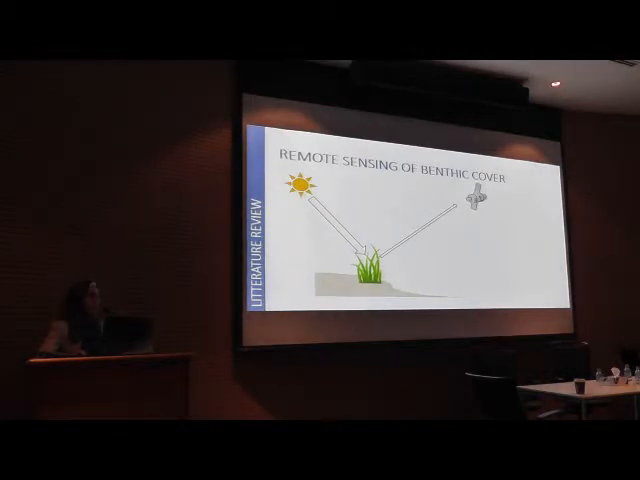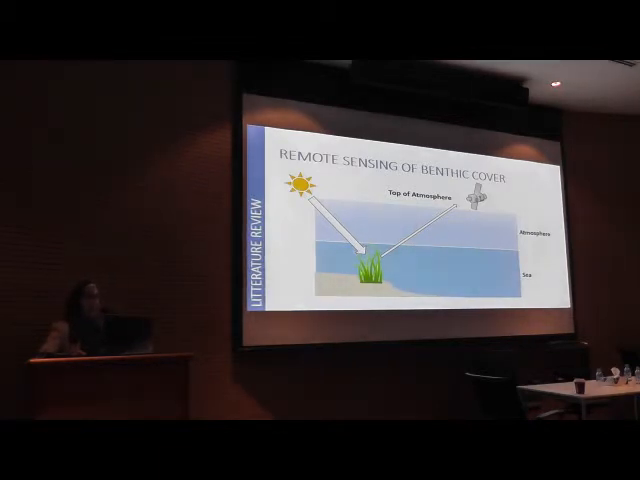To extract information about benthic cover using satellite, we need to remove the effect of the atmosphere and the effect of the water column, because the incident solar radiation received by benthic cover is influenced by the absorption and the scattering of the atmospheric components and the water column components as well. And also the radiation reaching the satellite at the top of atmosphere from benthic cover is also influenced by the atmospheric components and water column components.